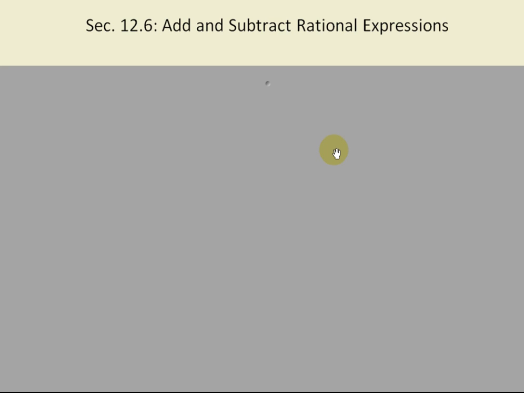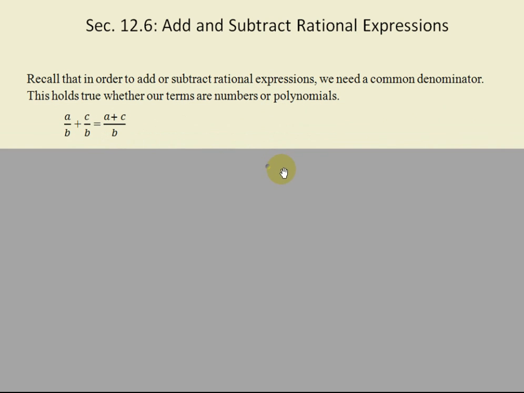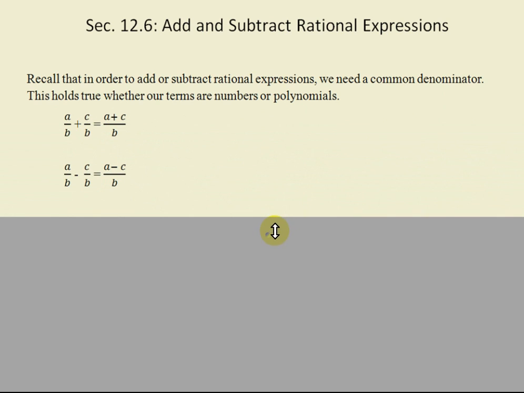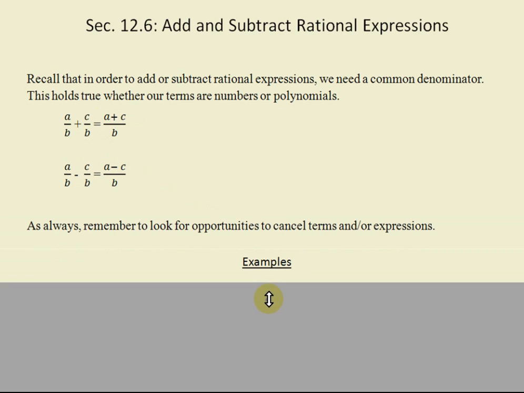We close out our exploration of Chapter 12 with Section 12.6, Adding and Subtracting Rational Expressions. And just like when we add or subtract fractions, we need to focus on getting a common denominator. So if you have a rational expression added to another rational expression and they have a common denominator, then you simply add across the numerators and keep that common denominator. Likewise, if you're subtracting, then you subtract across the numerators and you keep that common denominator.